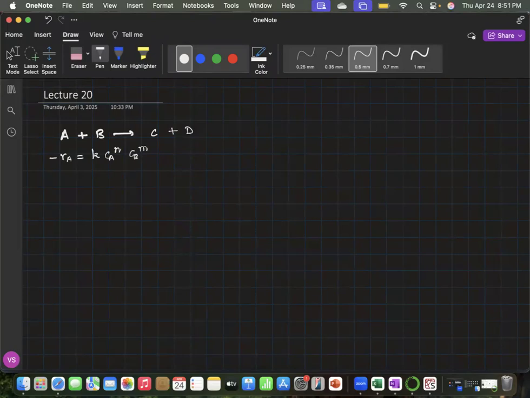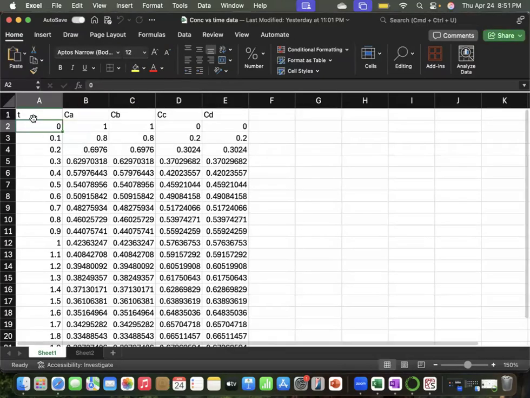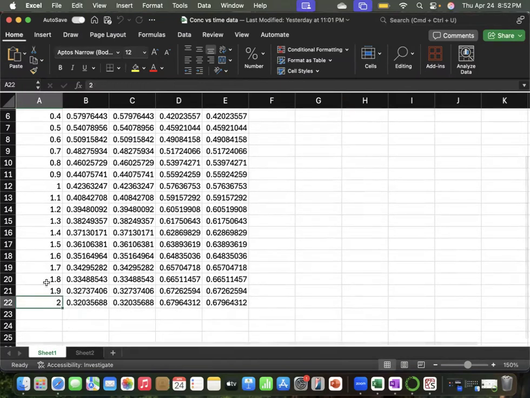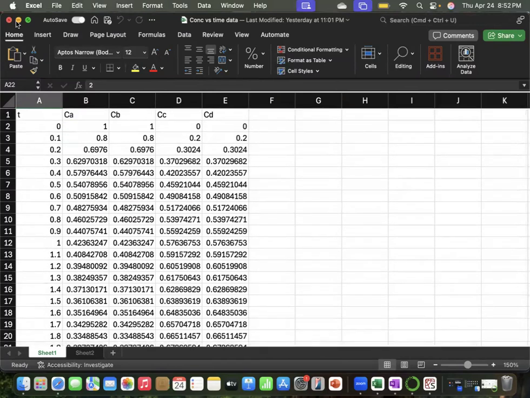We had data in this form. We had time, we had concentrations of all the species A, B, C, and D with respect to time. So maybe we could remember the structure of the data. We have time intervals of 0.1, and we have this data till time 2, right? So that's the data that we have with us, right?